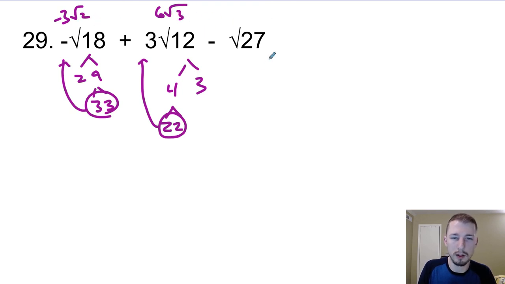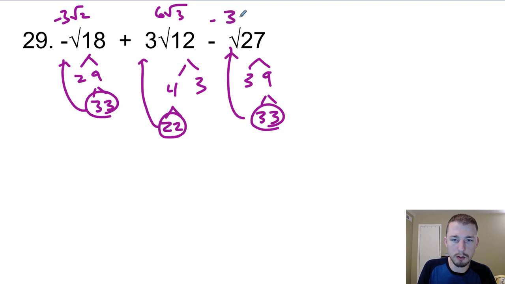Ooh, those are not the same. Oh man, my brain hurts, but I can do it. All right, 3 and 9. 3 and 3. So the 3 comes out. So it's going to be minus 3 radical 3.